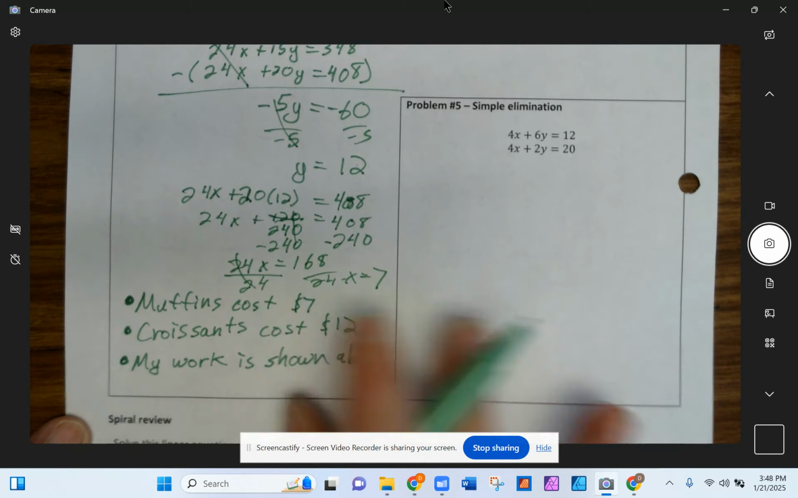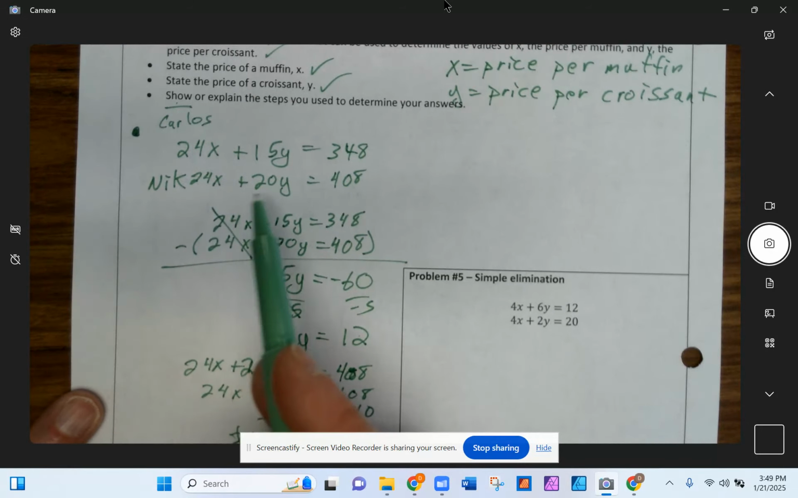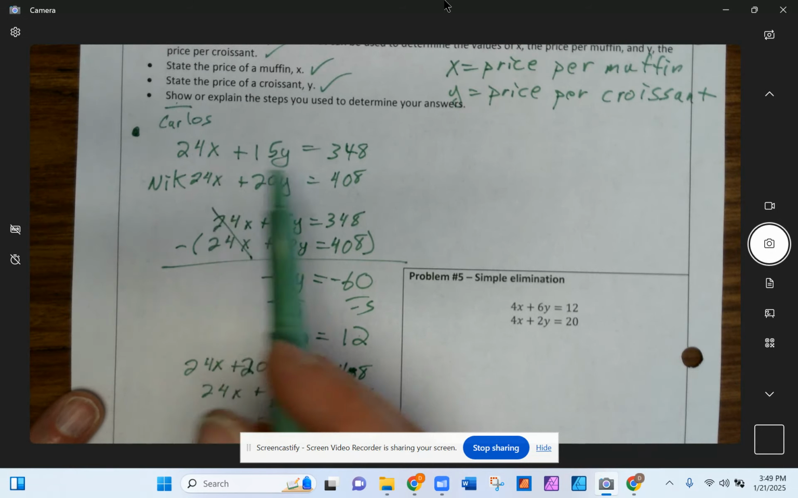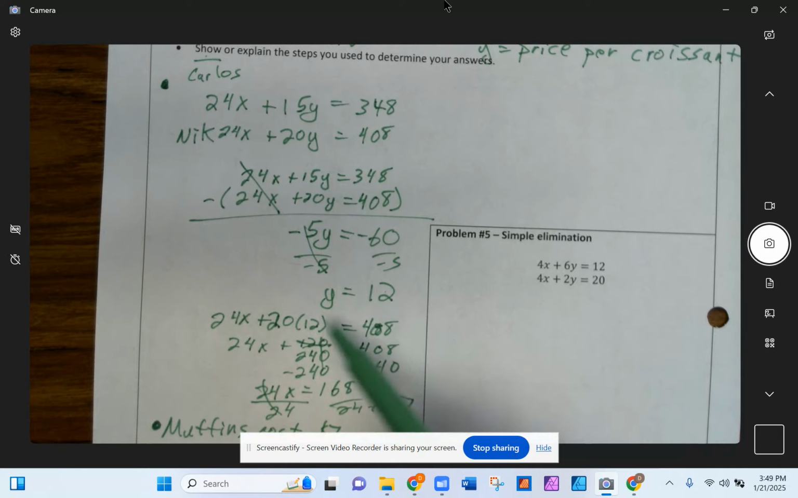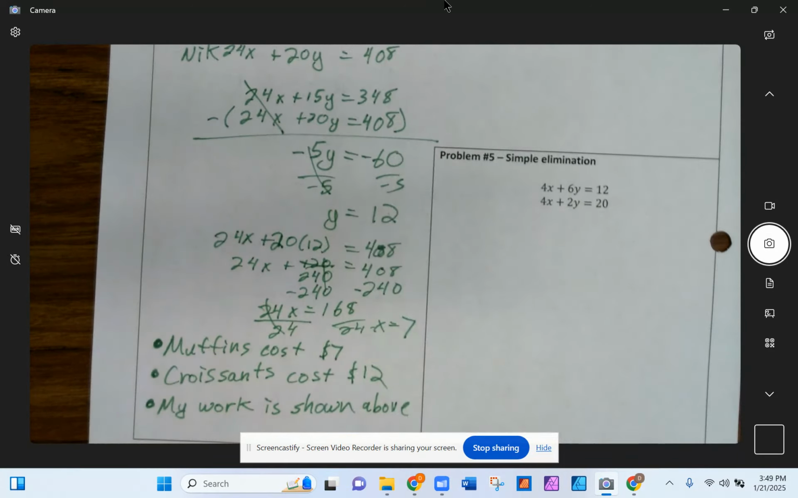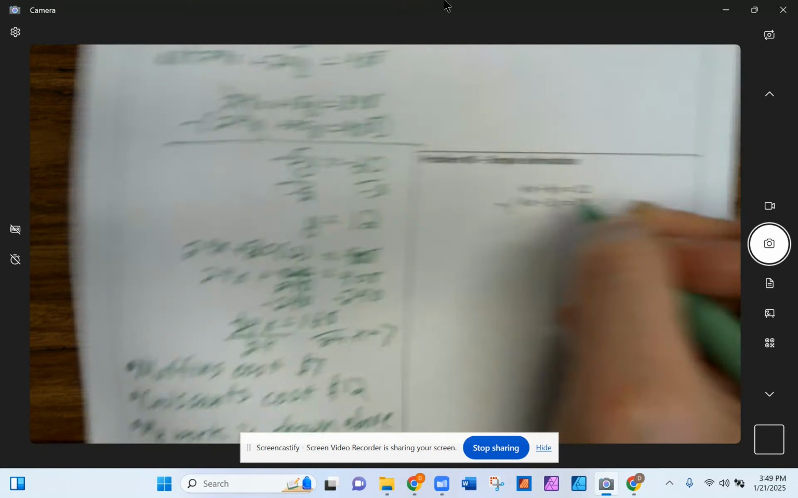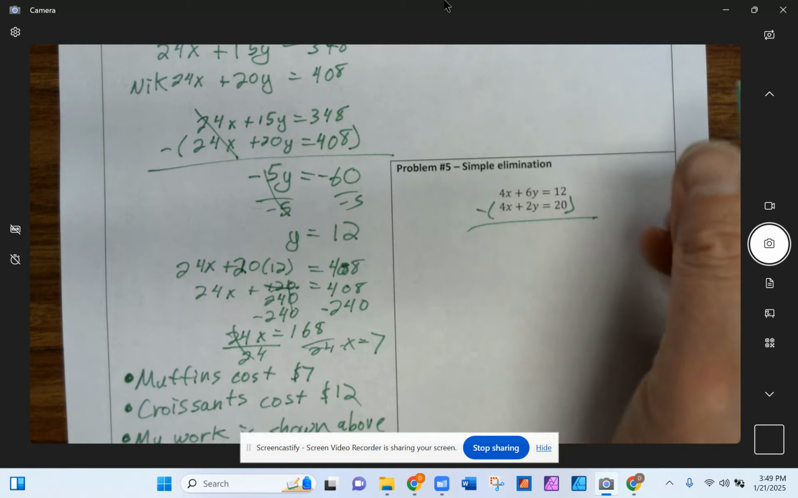Again, I could write this out. I could be like, well, I took my equations and I subtracted to eliminate the x's, and then I solved for y, and then I took that answer for y and plugged it in the equation to get x. You know, you could do that if you wanted to. Simple elimination here. I'm going to do the same thing. This is just a kind of a simpler problem without the word problem associated with it.